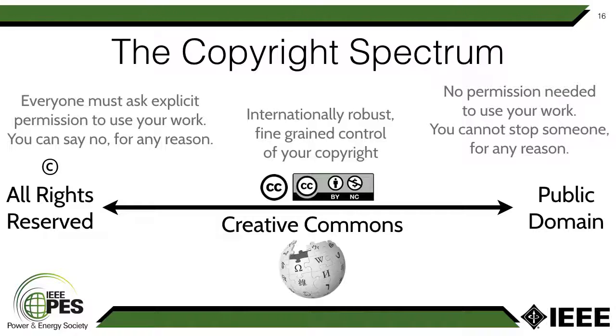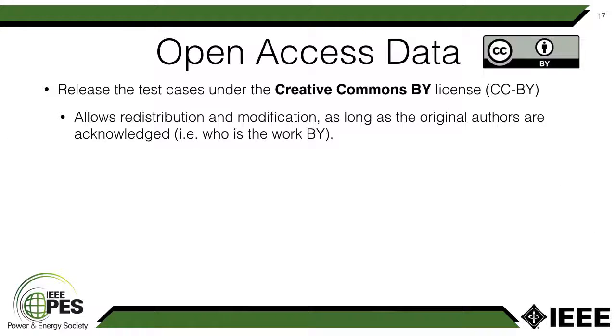Now, Creative Commons is internationally robust and it gives you fine-grained control. So you have to decide exactly what kind of Creative Commons license you want. At this meeting we agreed that we would like to go with open access data through the Creative Commons BY license. Creative Commons BY allows redistribution and modification as long as the original authors are acknowledged. That means who the work is by.